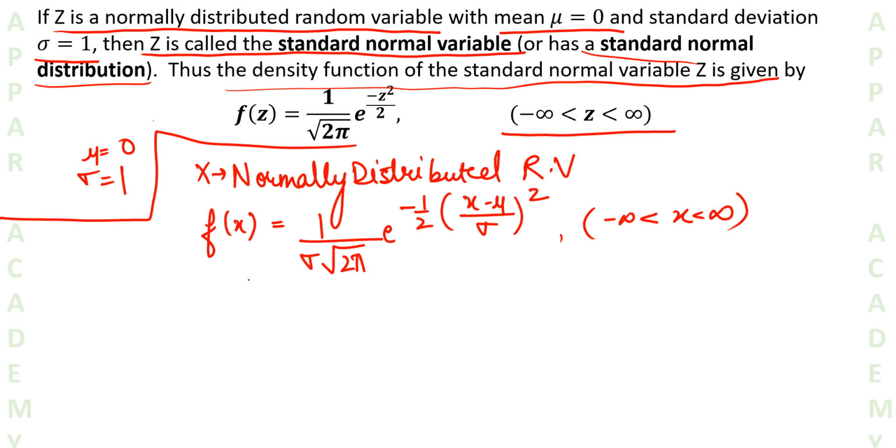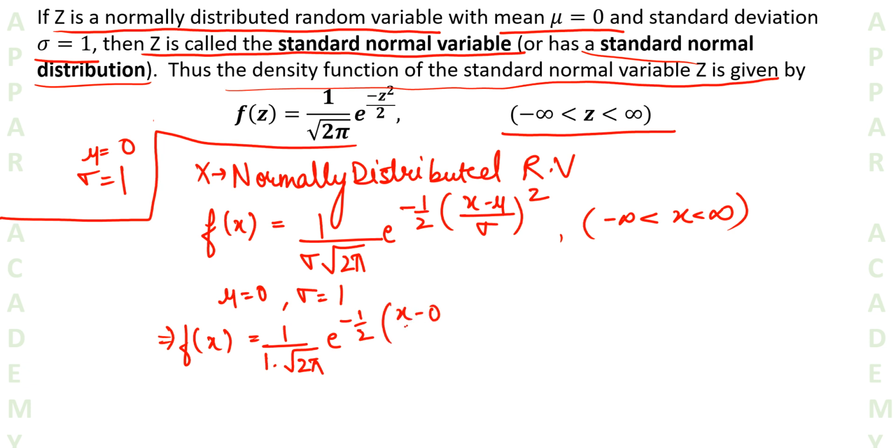Now we know that for a standard normal distribution, all we need is a normally distributed random variable with mean equal to 0 and standard deviation equal to 1. So now let's just put these figures in it. From this, f of x is equal to 1 upon 1 times square root of 2 pi, e to the power minus 1 by 2 times x minus 0 by 1 whole square, wherein x lies between infinity and minus infinity.